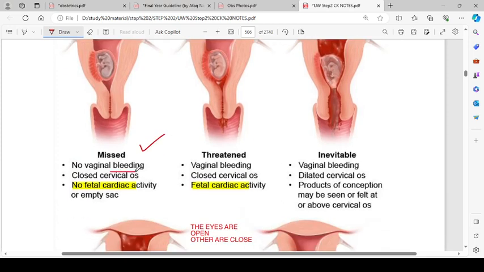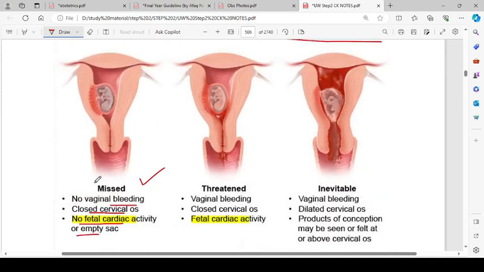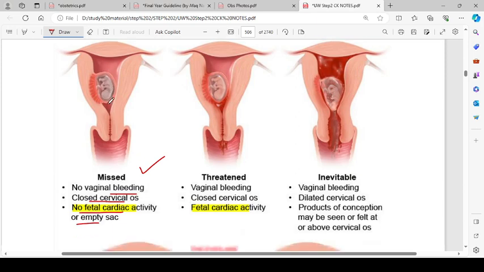There is no vaginal bleeding, closed cervical os, no fetal cardiac activity, or empty sac. So basically it is a missed miscarriage in which vaginal bleeding does not occur and the cervical os is still closed, but the fetal cardiac activity is not present or the sac itself is empty.